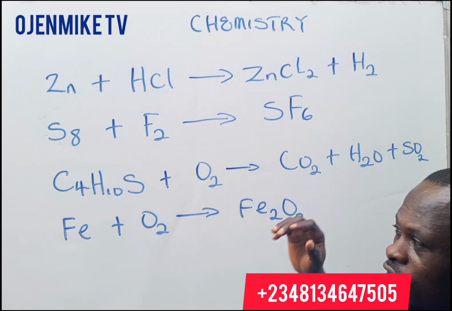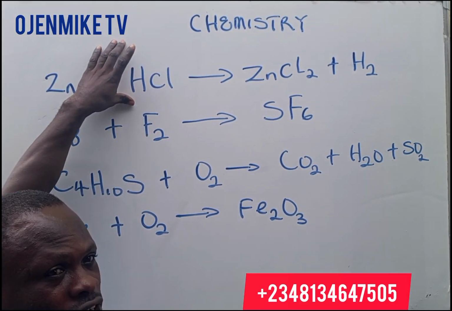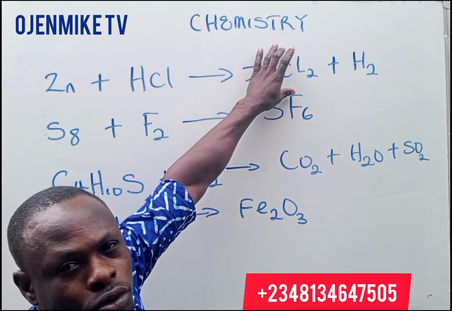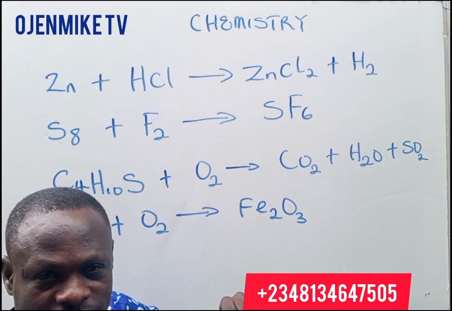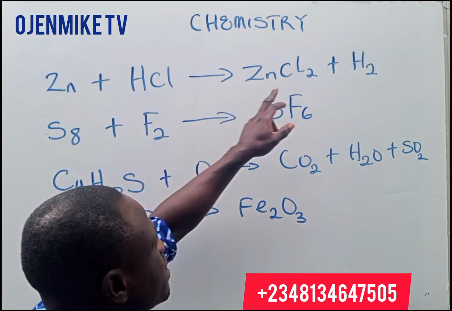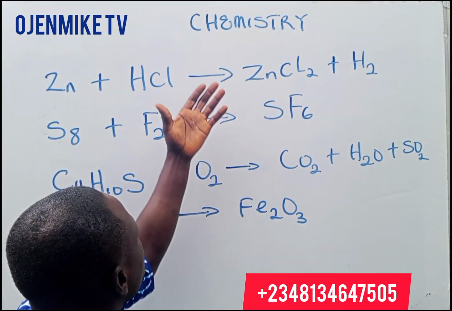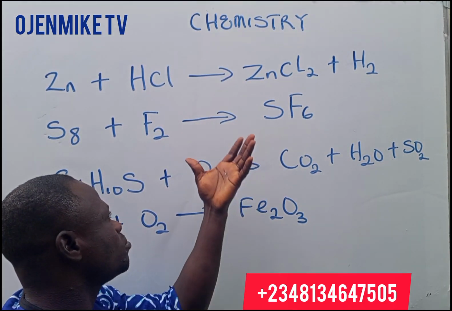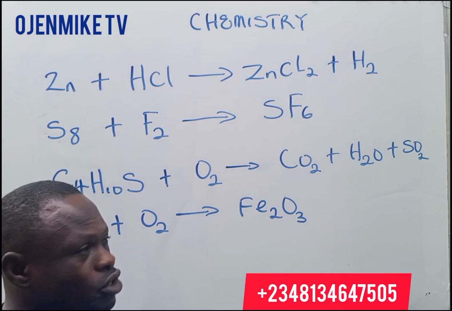Is that understood? Now whatever is in the reactants will be the same in the products. If zinc here is 1, zinc here must be 1, so that you know it is balanced. If zinc here is 1 and zinc here is 2, it means it is not balanced. So we are asked to balance these different equations. This is the example we have been given. Now let's take the example in number 1.